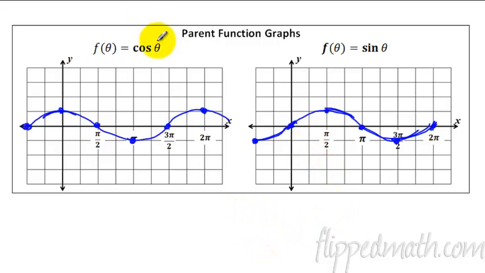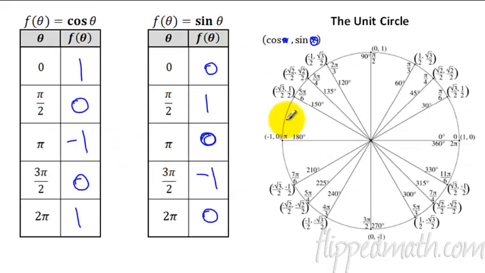So the key here is that the cosine is going to start off with a maximum. Okay, see this? It starts off with the maximum at the angle of 0. And the sine graph will start off at the origin. So if you want to try to remember which way these things are going, the cosine has a maximum, the sine is starting off at origin.